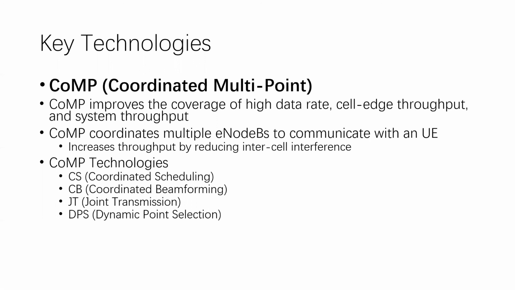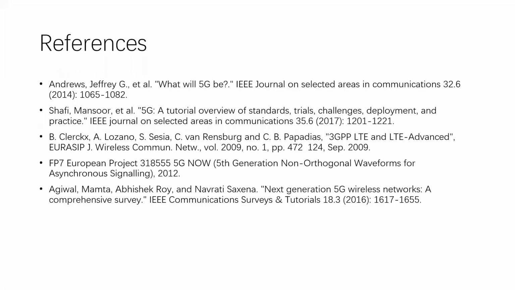We want to increase throughput by reducing inter-cell interference, and this is accomplished by the CoMP techniques down here, where we have CS, CB, JT, and DPS. CS stands for coordinated scheduling, CB stands for coordinated beamforming, JT stands for joint transmission, and DPS stands for dynamic point selection. And these are the references.